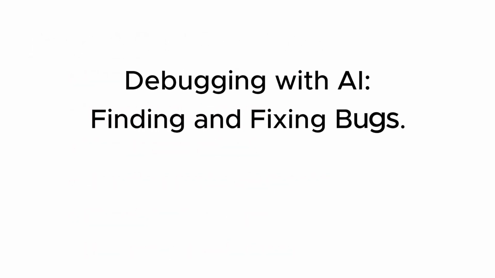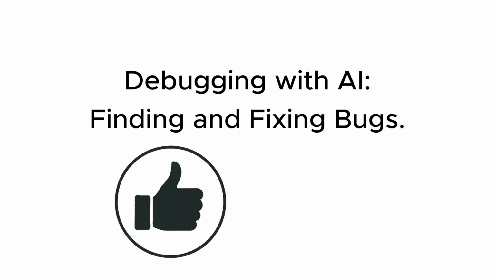In this lesson, we learned how to use an AI assistant to supercharge our web scraping. But what do we do when our script breaks? In the next lesson, we'll shift gears to debugging with AI, finding and fixing bugs. We'll learn how to use AI tools to diagnose errors, understand cryptic messages, and quickly get your code back on track. See you there.